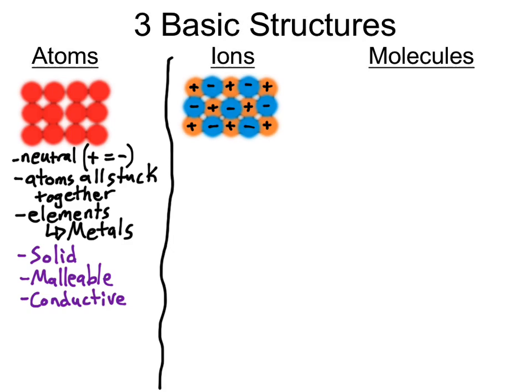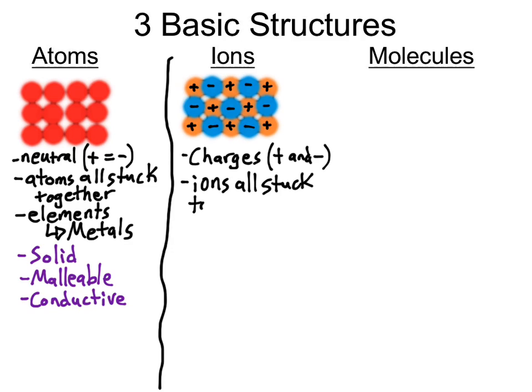Okay, the defining feature here is charges. One of these things has lost electrons and become positive. The other one has gained electrons and become negative. That's what makes it an ion. And you've got both of them, so it is alternating charges. Now all these ions are stuck together.